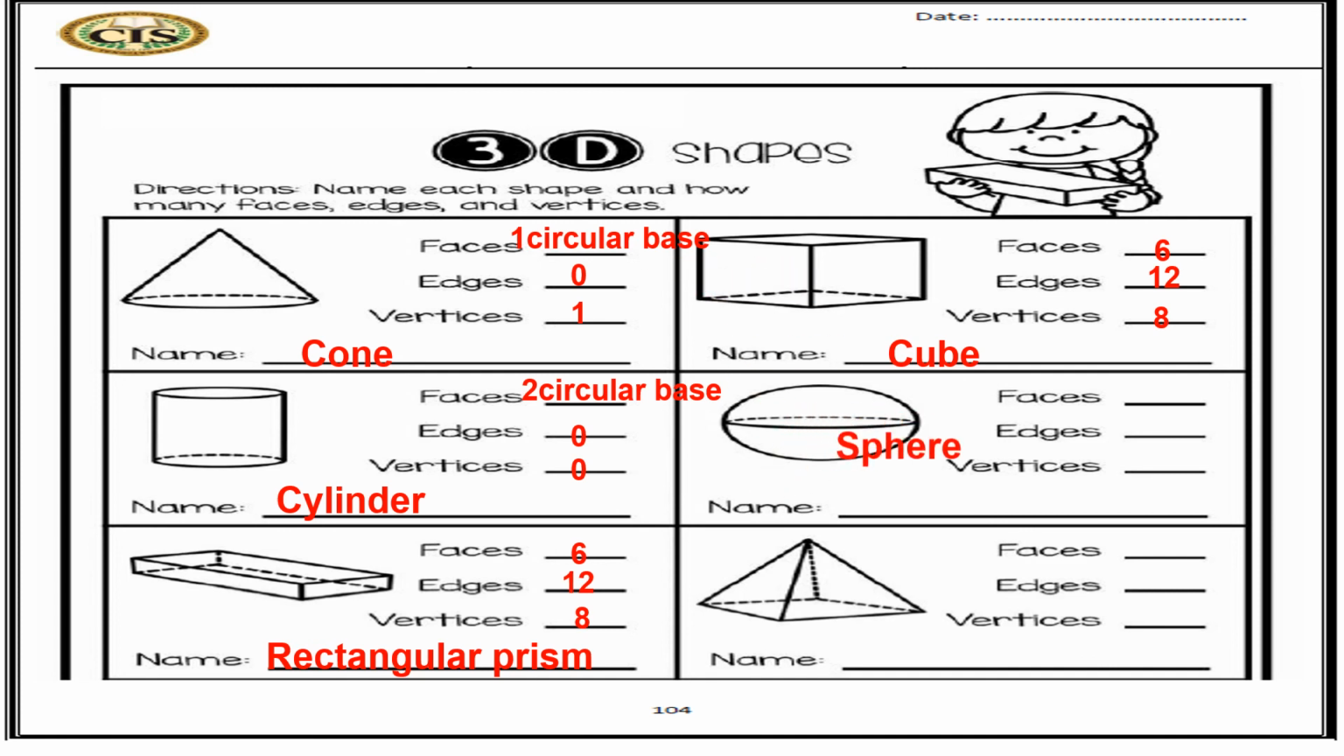The next one is sphere. Its name is sphere. How many faces? 0. And how many edges? 0. And also how many vertices? 0. It's Mr. Zero. The next one is square-based pyramid. How many faces? 5 faces. And how many edges? 8 edges. And how many vertices? 5 vertices.